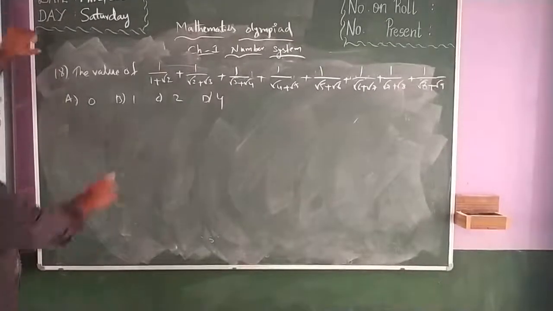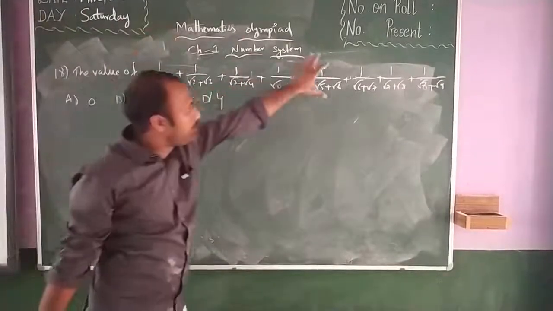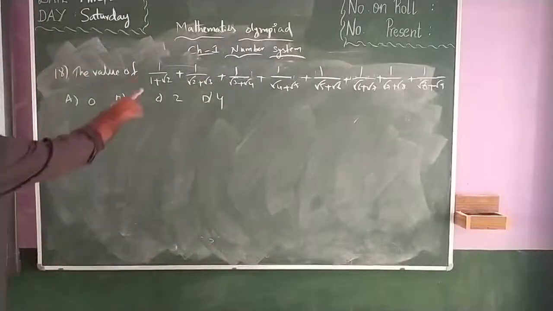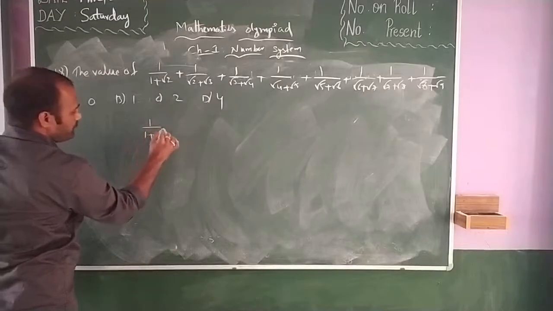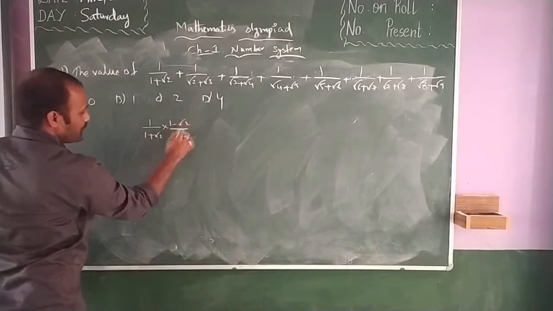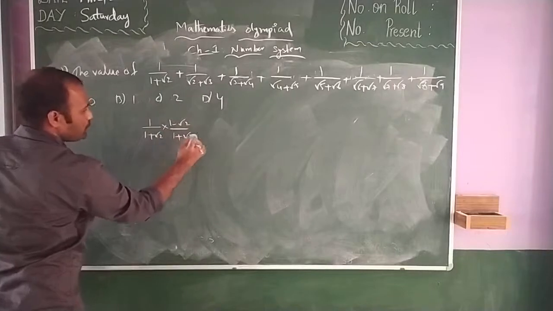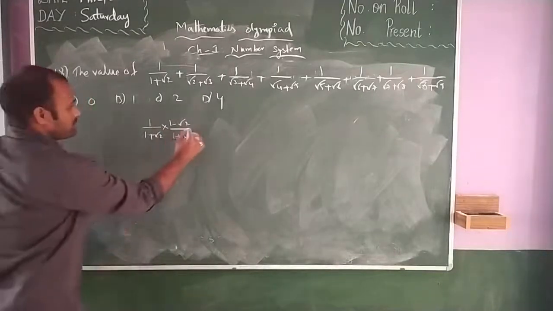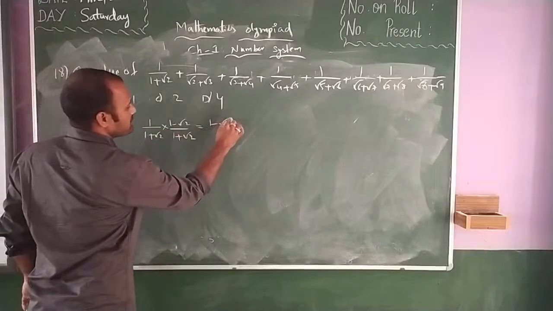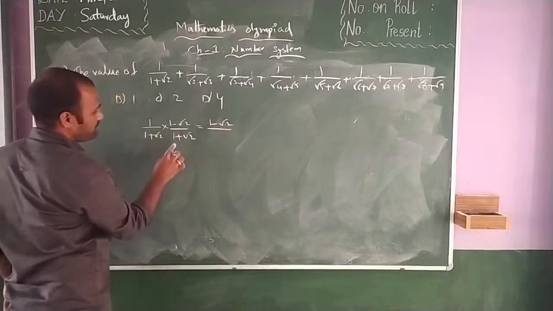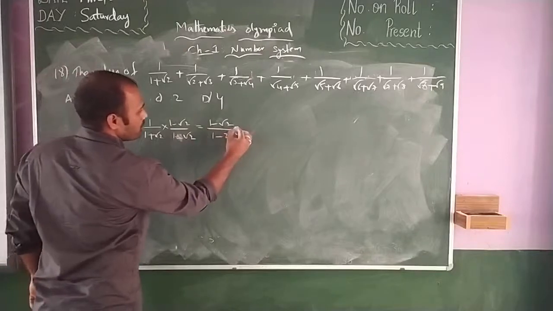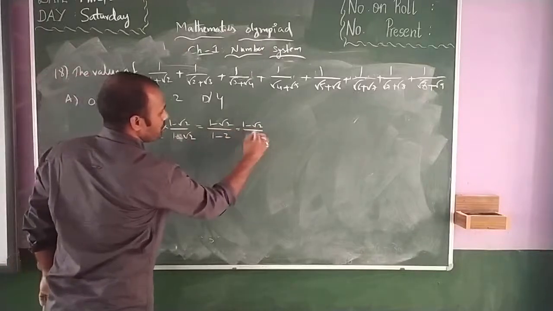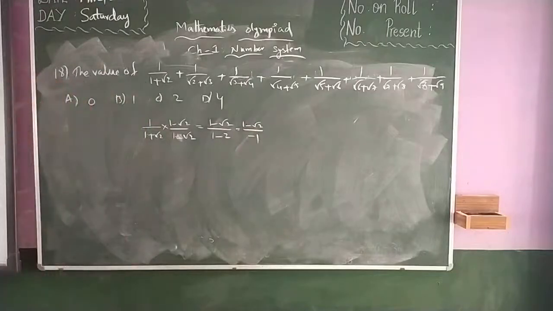Here, the 18th question, the value of this total is being asked. So let us take the first one, 1 by 1 plus root 2. If I do rationalizing for this, it will be 1 minus root 2 divided by 1 plus root 2 times 1 minus root 2. So it will be 1 minus root 2 divided by a square minus b square, that is 1 minus 2. So that is 1 minus root 2 divided by minus 1.